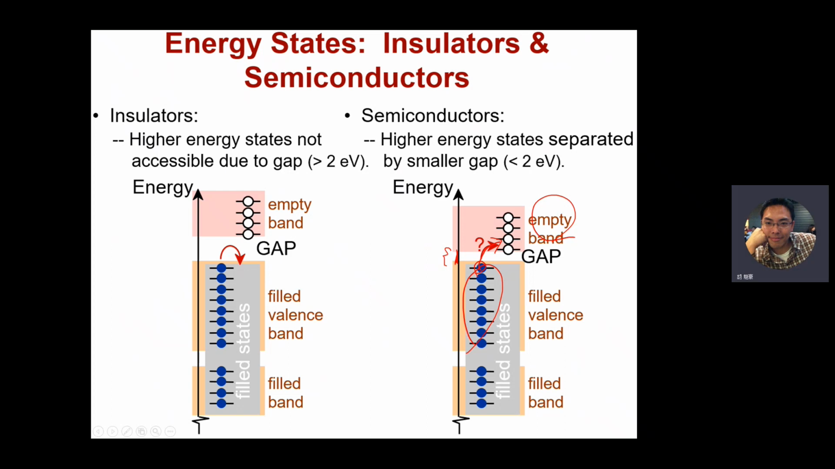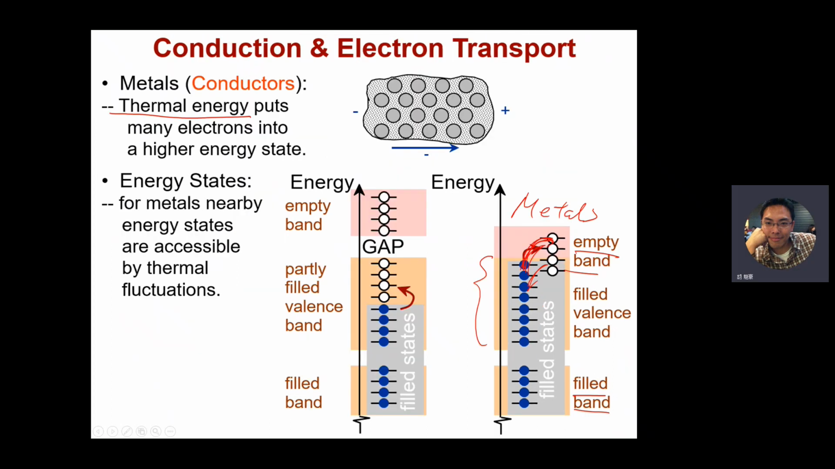Okay, by external energy. Well, it's different from the metals. For metals, the electron can jump to the empty band, to the conduction band, freely, without any external energy. If external energy like thermal energy is applied, a higher number of electrons can jump from the valence band to the conduction band.